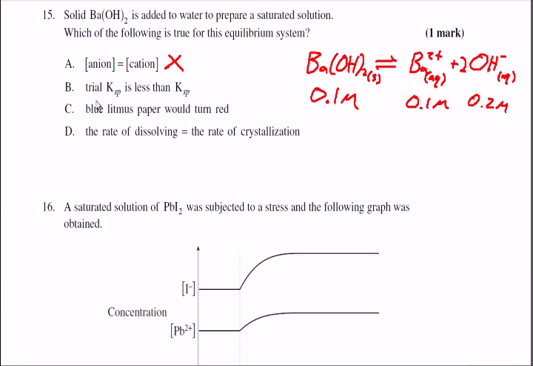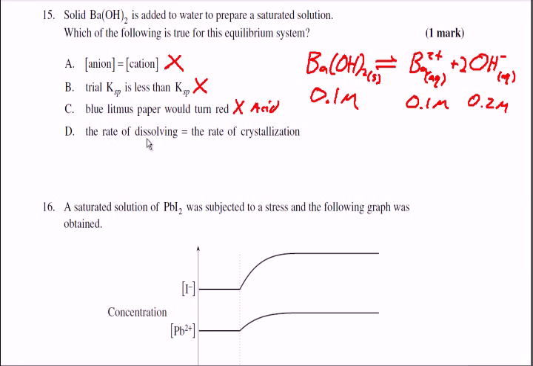The next one says trial Ksp is less than Ksp. If the trial Ksp is less than Ksp, then that means it is not at equilibrium. That means that it still wants to dissolve. Okay, so not at equilibrium. Blue litmus paper would turn red. That's only true if it's an acid. This OH minus is a base, so blue litmus paper would stay blue. Red litmus paper would turn blue. This one's also wrong.